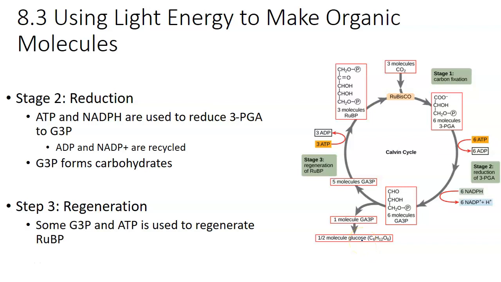The last thing left to do is to regenerate our starting molecule. The other 5 molecules of glyceraldehyde 3-phosphate, GA3P, are going to be used in this last stage, which again is called the regeneration of RUBP. We're going to need a little bit of energy here, 3 molecules of ATP, along with these 5 molecules of GA3P, and we end up producing 3 molecules of RUBP, ribulose bisphosphate. So this will be available again for the next round of the Calvin cycle. It takes 2 complete rounds of the Calvin cycle to produce 1 molecule of glucose.